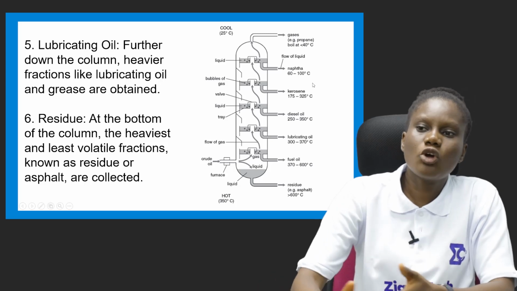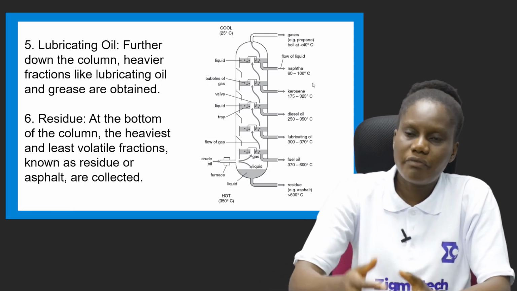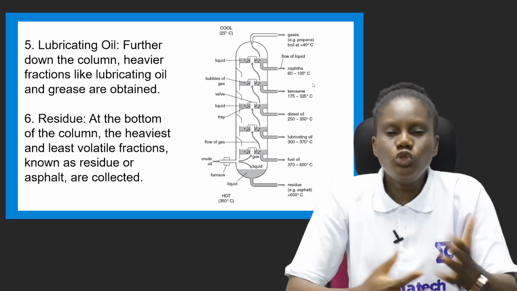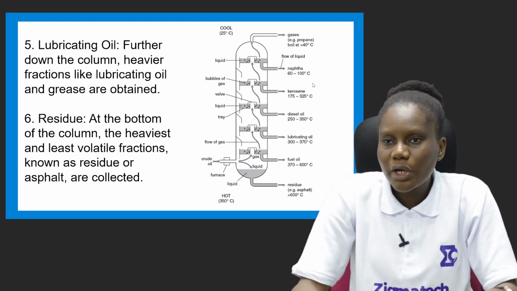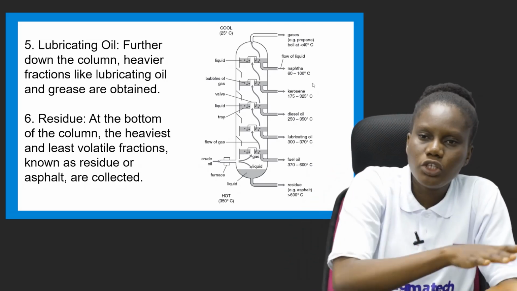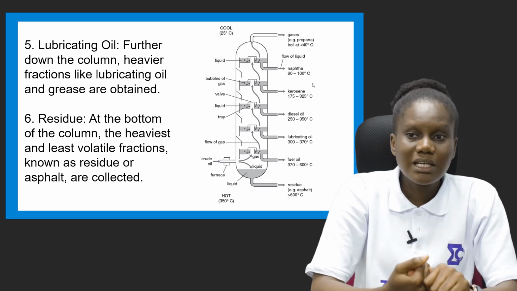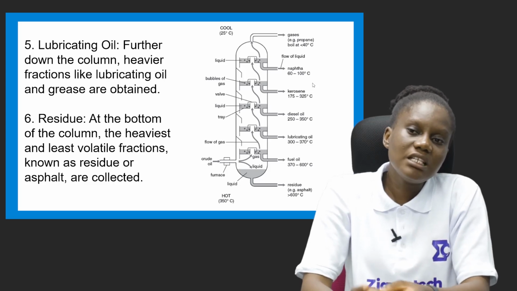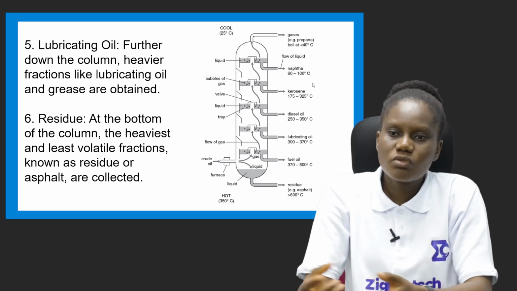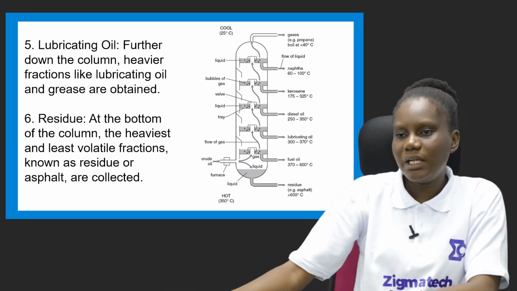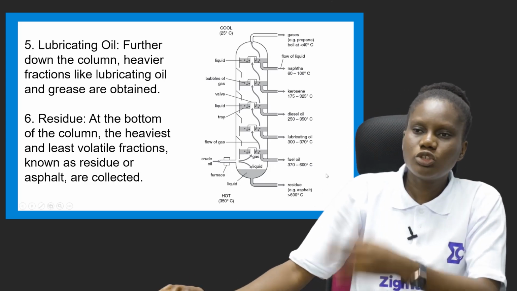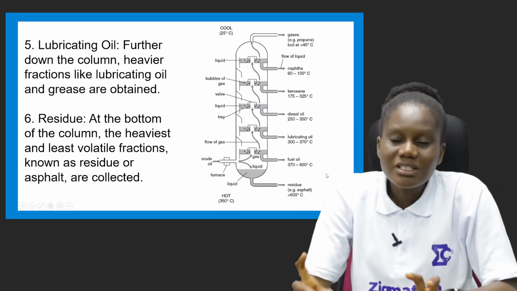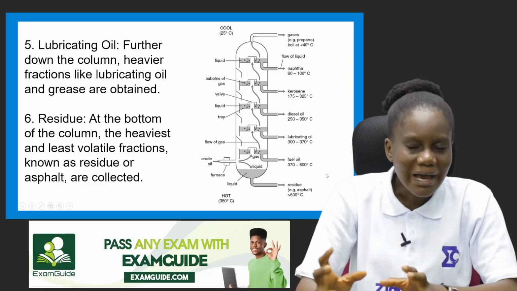Then you have your lubricating oil coming after. Further down the column, heavier fractions like lubricating oil and grease are obtained. So you obtain your lubricating oil and grease at the lower part of the column, then followed by your residue like the asphalt that we use for our roads. At the bottom of the column, the heaviest and least volatile fractions, known as residue or asphalt, are collected. And if you look at the picture very well, you will see that it's at greater than 600 degrees centigrade. So it's at a very high temperature.